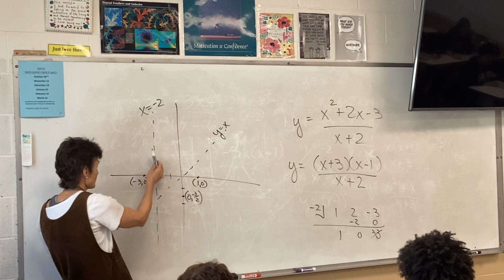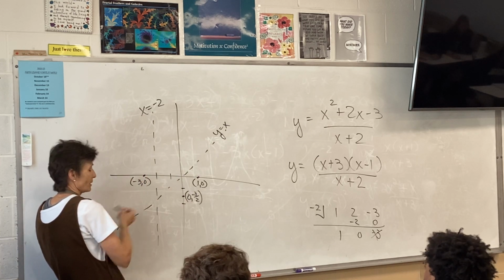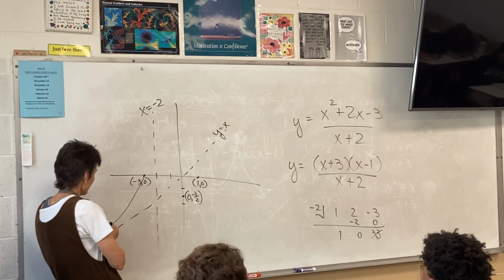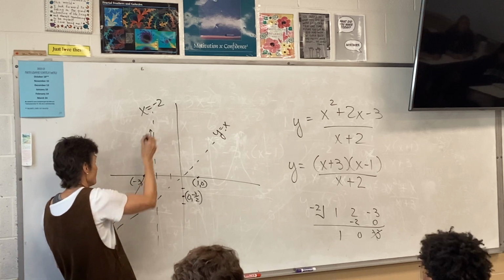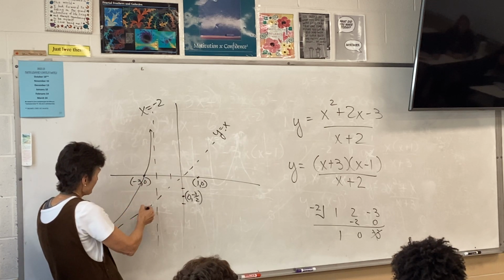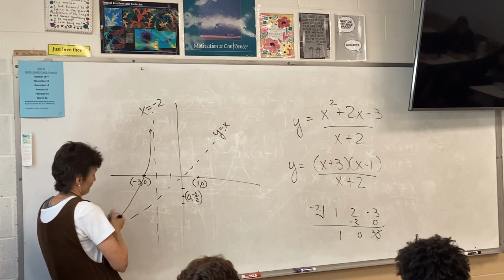Your vertical asymptote splits your picture. What's happening on the left side? Isn't it just coming down like this and going up like that? Remember, it's gotta be framed by its asymptotes. It's gotta contain that point.